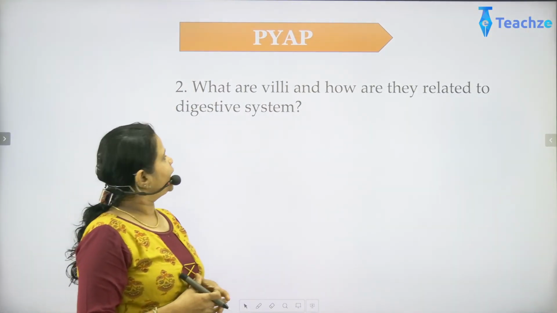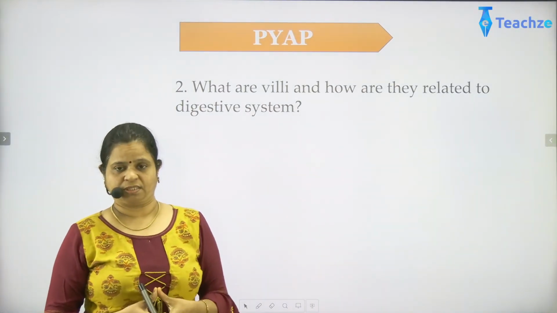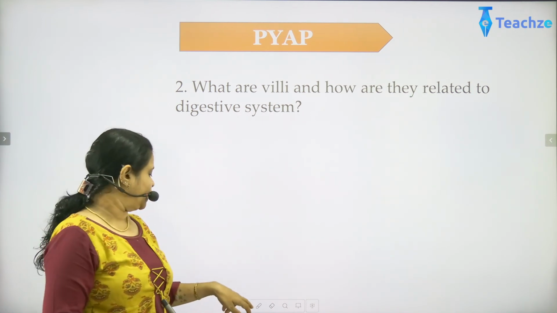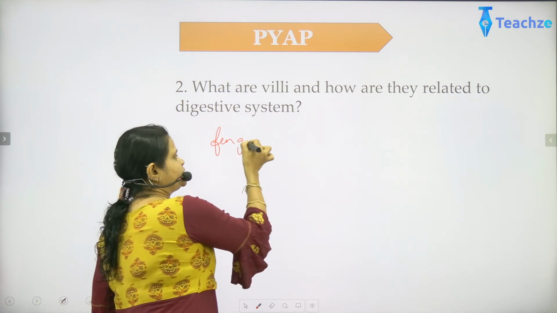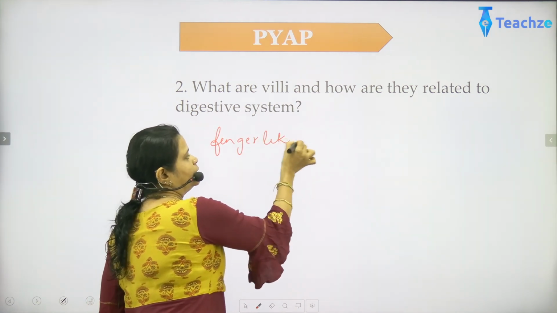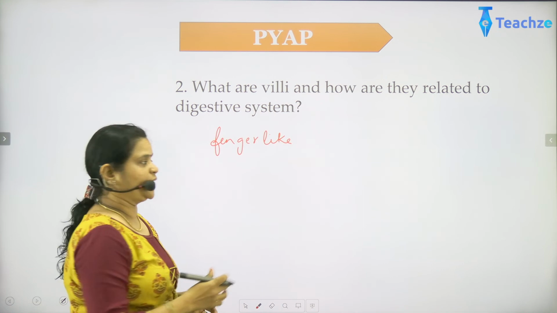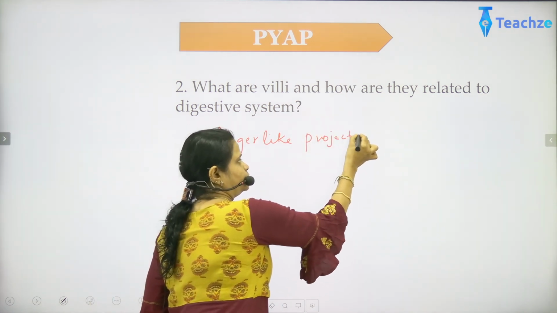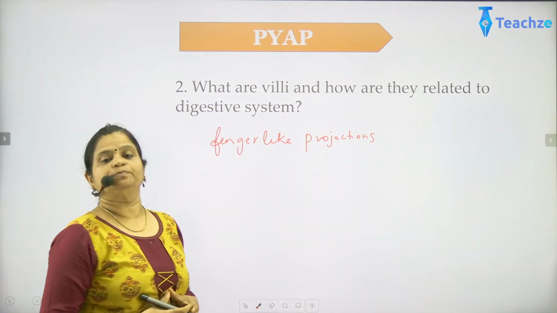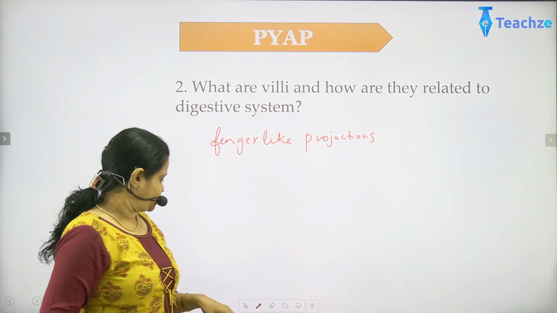What are villi and how are they related to the digestive system? Villi are the finger-like projections. We have already seen these finger-like projections, which help in the absorption of the final products of digestion.